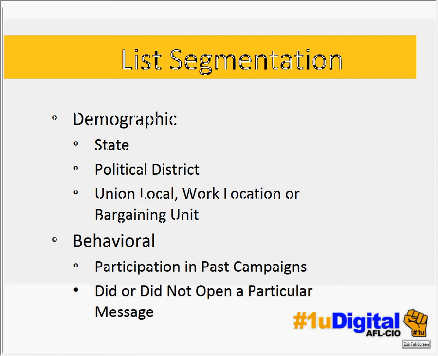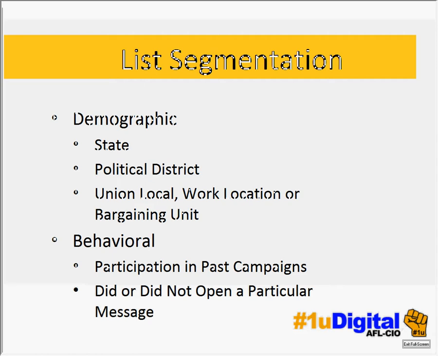So one technique you can use to make sure that you're sending messages to the people who most want to see them is to segment your list. And segmenting your list simply means that you're dividing your email list up into subgroups. Now, these subgroups are generally either demographic or behavioral. So demographic information are things like what state someone lives in, what their political district is, and what their union, local, work location, or bargaining unit might be.